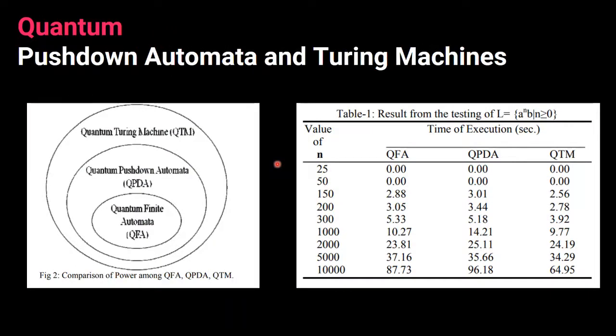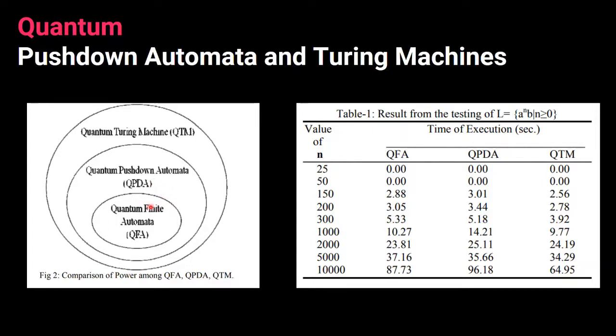Finally, we're going to be comparing QFAs to quantum pushdown automata and quantum Turing machines. Quantum Turing machines are the most powerful of the three, and QFAs are the least powerful. And this is not surprising because the same trend can be seen when comparing classical Turing machines to classical pushdown automata and to classical finite automata.